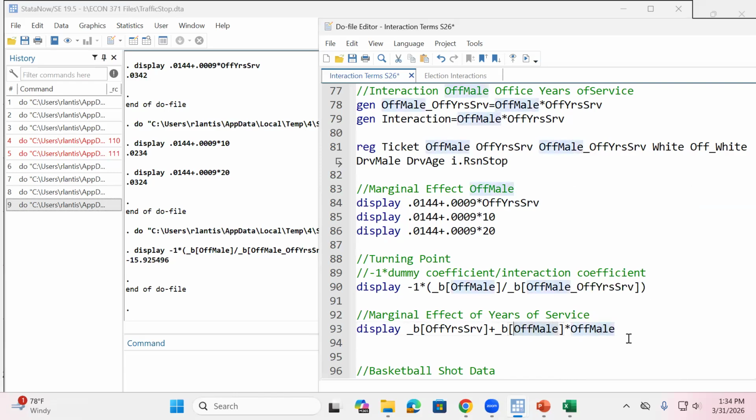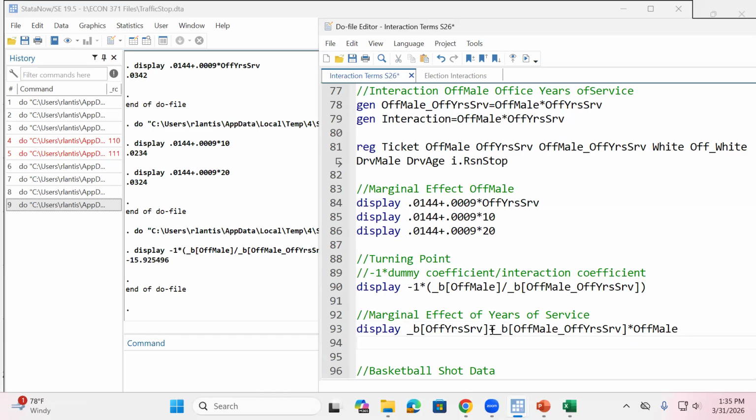Sorry, the coefficient on the interaction term between the officer being male and years of service, but then times that dummy variable, the officer being male. Right? So if I've got my interaction term, when I take a derivative with respect to that continuous variable, years of service, I'm left with that dummy variable still multiplied by the value of the coefficient for the interaction term. So now here, I've got the marginal effect.